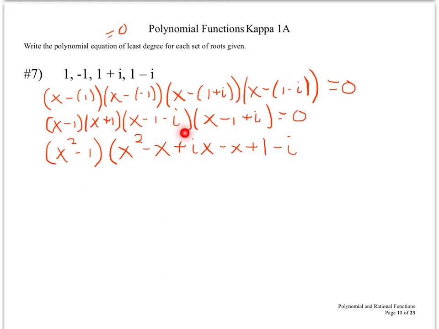Now I'm going to multiply the negative i times each of these terms. Negative i times x is negative ix. Negative i times negative 1 is a plus i. And then negative i times a positive i is a negative i squared. There's some like terms in here that we can combine. We have a negative x and a negative x, which is going to be a negative 2x.